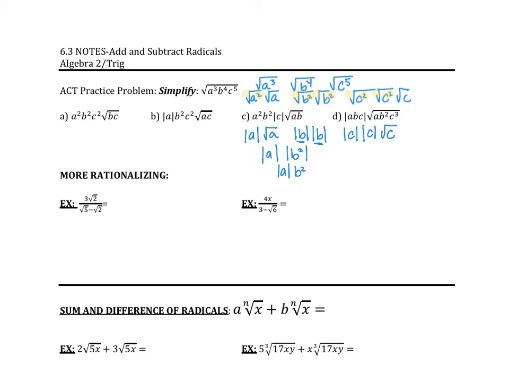Similar argument for the c squared, the absolute value of c squared, we can just write as c squared. And then what's left is a c, ac. And so my answer would have to be b. How'd you do? Okay, there's just an example of what the question might look like on the ACT.